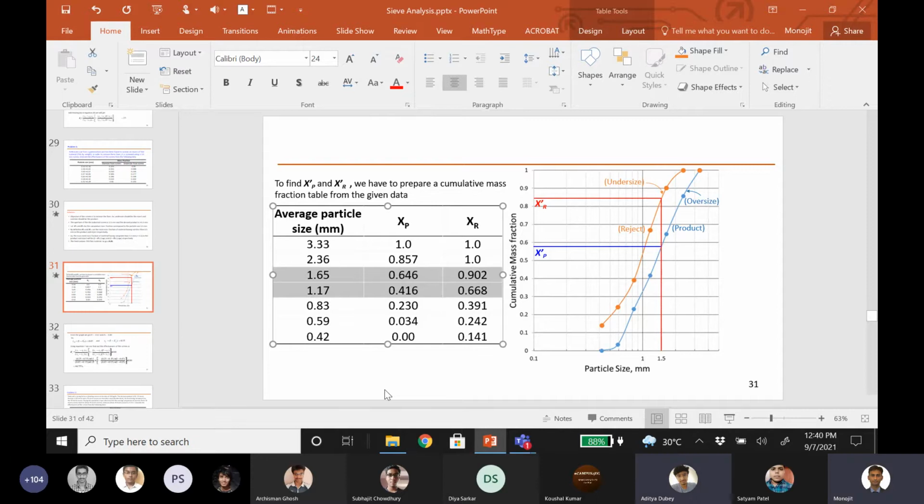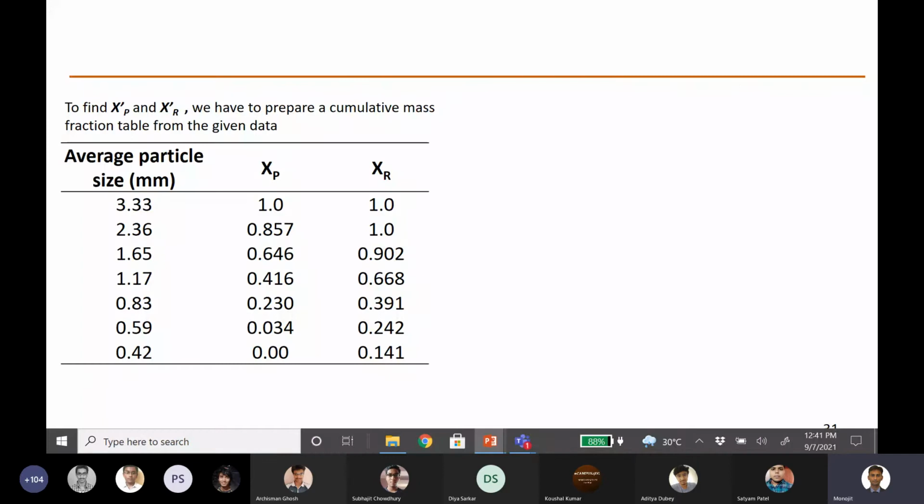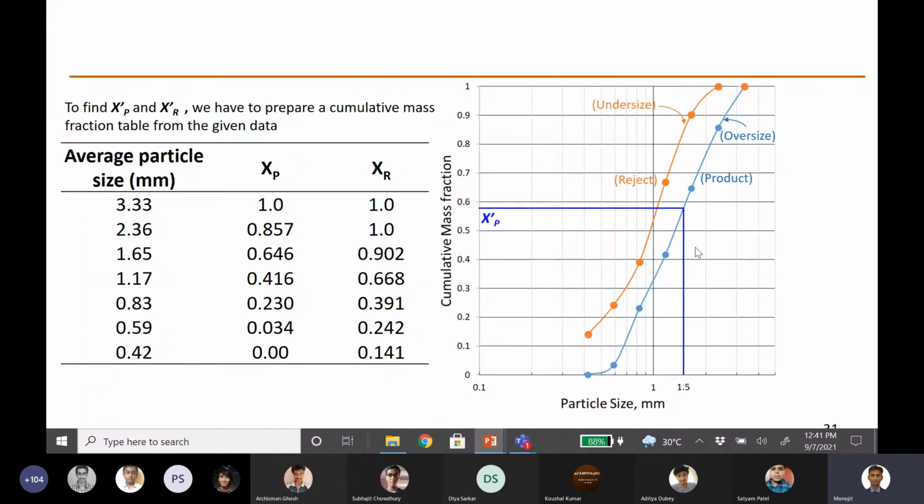So, what exactly do we have to do? You know the value for 1.17 and you know the value for 1.65, right? From the table itself. This is from the experiment. But what we wanted to find out is all the particle mass fraction which is smaller than or greater than 1.5 millimeter. For that we had used this graph. Remember, in the last class we had used this graph. We had taken this intersection point and then calculated the XP and XR.